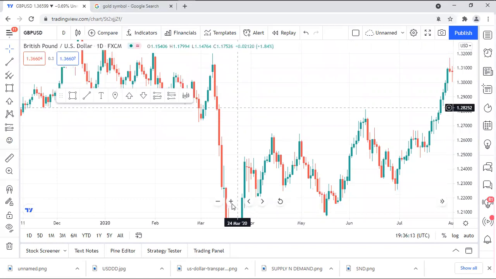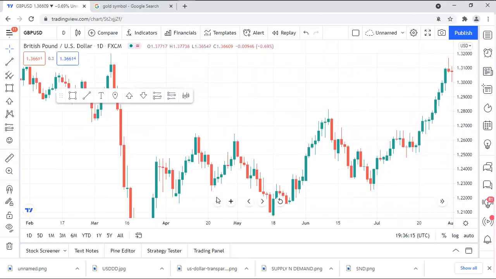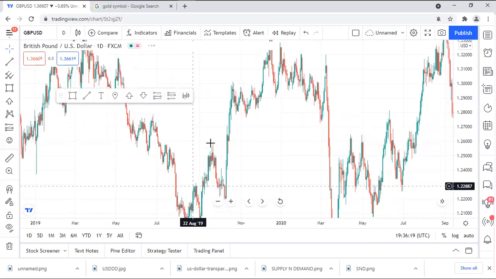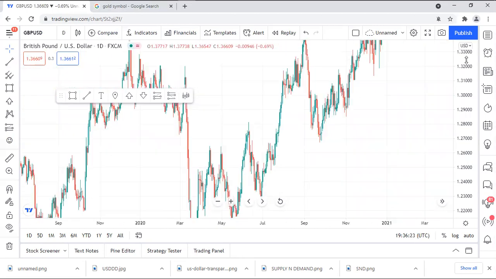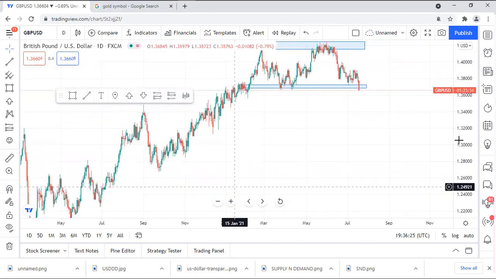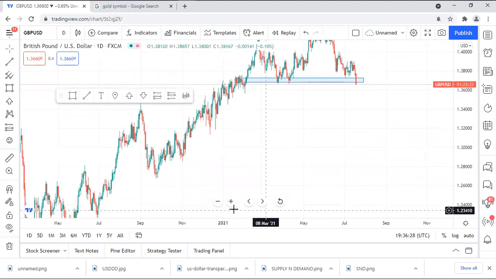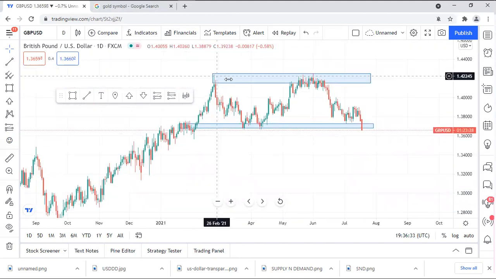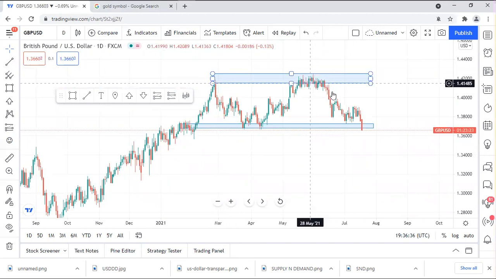Determining the strength of the zone. The lesser it is tested, the stronger the zone, and the more the zone is tested, the weaker it becomes. So as you can see, this was a fresh zone there. The pivot point price came in, and the player there was kicked out.